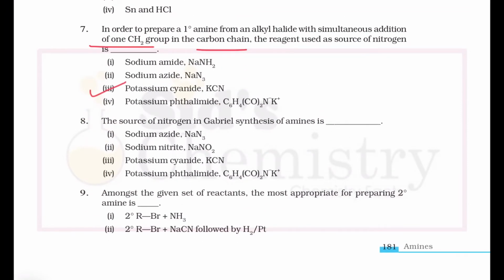Coming to question number 8, the source of nitrogen in Gabriel synthesis of amine is sodium azide, sodium nitrite, potassium cyanide, or potassium phthalimide. In the Gabriel synthesis, potassium phthalimide is generated. So the source of nitrogen in Gabriel synthesis of amines is potassium phthalimide, that is option number 4.